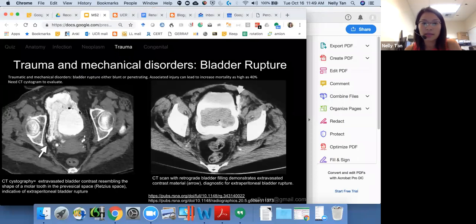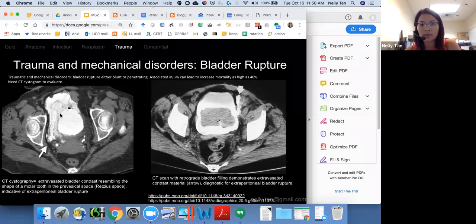There's fluid, correct. And where is the fluid? Yeah, so there's the bladder here, and you see that there's urine, right? There's contrast fluid outside the bladder, so this is extravasated contrast. They call it the molar shape. If this was a tooth, this is part of the tooth extending down into the space of Retzius, which is a space between the pubic symphysis and the bladder, suggesting extraperitoneal bladder rupture.